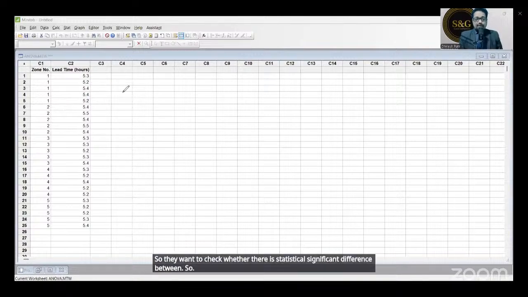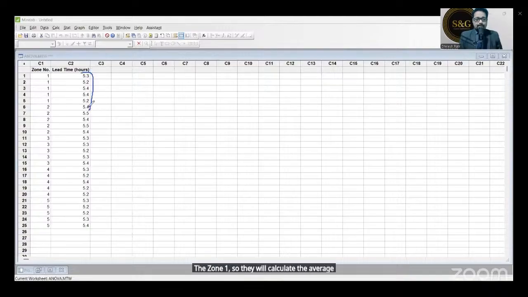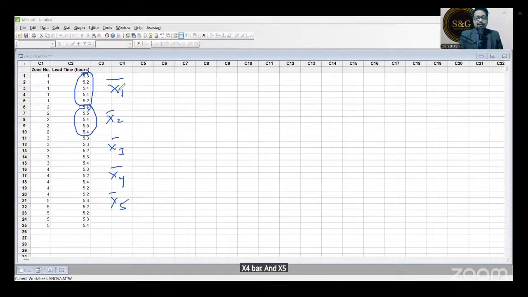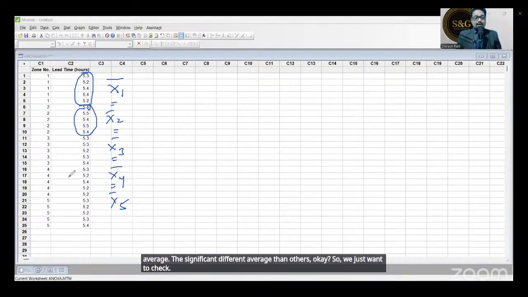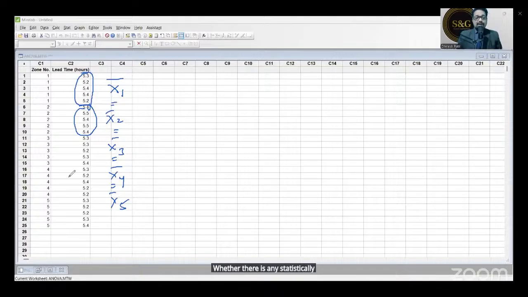So for zone 1, they will calculate the average, and that will be x1 bar. Zone 2 would be x2 bar, then x3 bar, x4 bar, and x5 bar. The null hypothesis will be that all are equal with each other, there is no statistically significant difference. And the alternate will be that at least one has a significantly different average than the others. So we just want to check whether there is any statistically significant difference between these numbers.